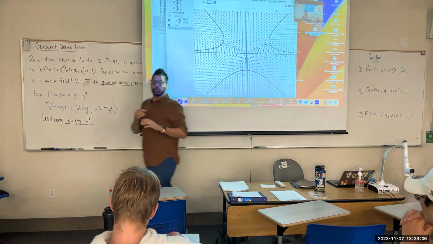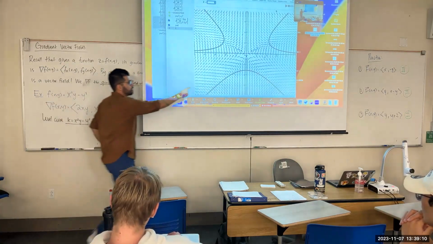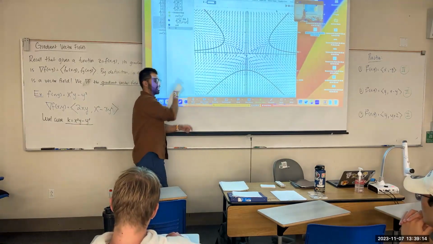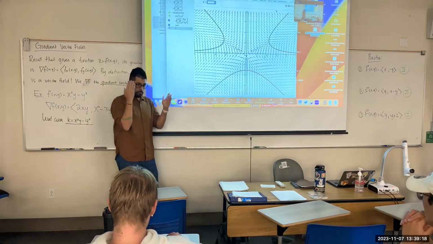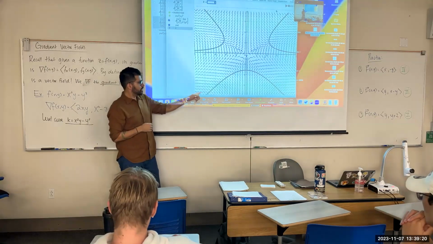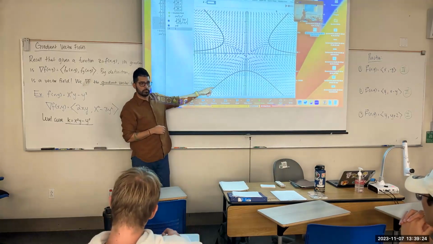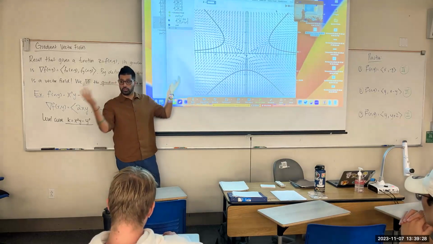But do you guys remember what was the relationship between the level curves, the point on the level curve, and the gradient at that point? What was the relationship? They're perpendicular. Every single gradient vector was perpendicular to the level curve at that point. And I want you guys to notice that's true now that we graph a whole vector field.